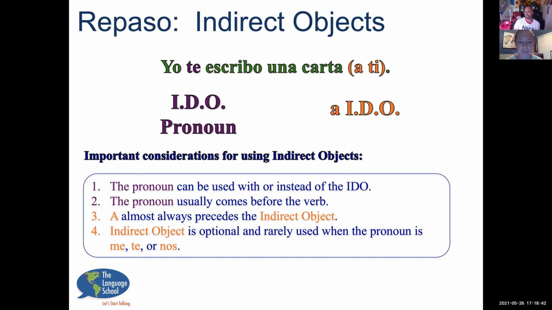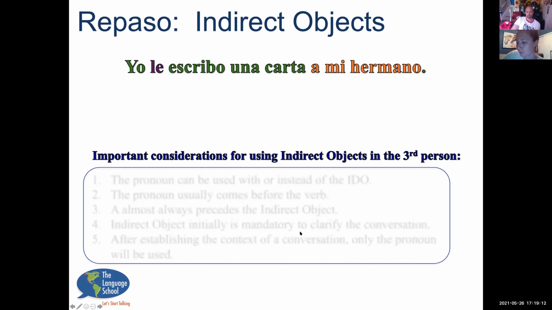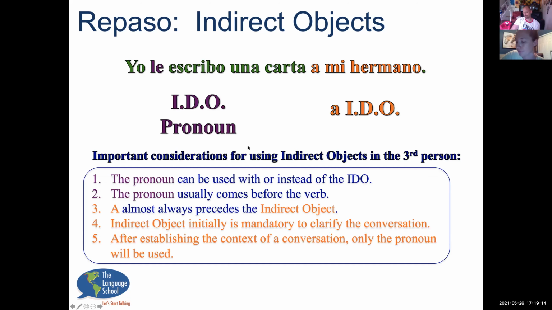It's rare to say a ti or a mí, or even a nosotros, because it's implied by the me, te, or nos. In the third person, though, that's where it would be like in this chart that we have here. It's in the third person where it would be a little bit more common to say, yo le escribo una carta a mi amigo, just to specify. And that's what this slide's all dedicated to. Yo le escribo una carta a mi hermano. So in the third person, it's common to use both.